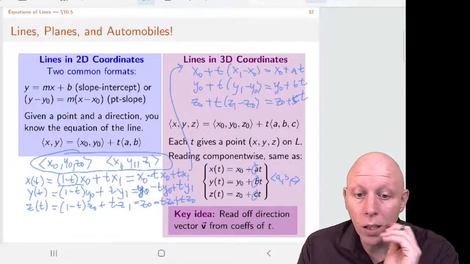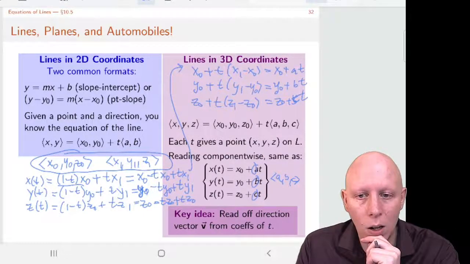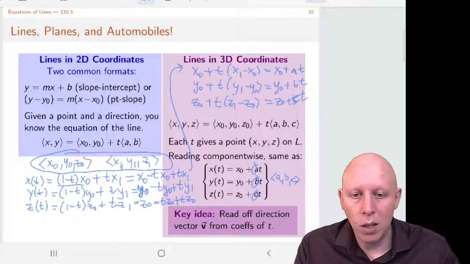All right, so there's our equations of lines, and it matches exactly with our line that we got from a linear interpolation. All right, this seems like a good place to pause, and we will start up again soon.